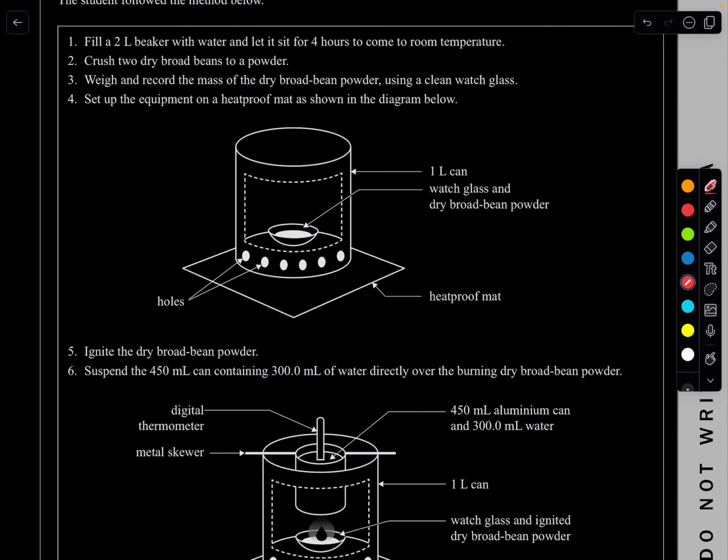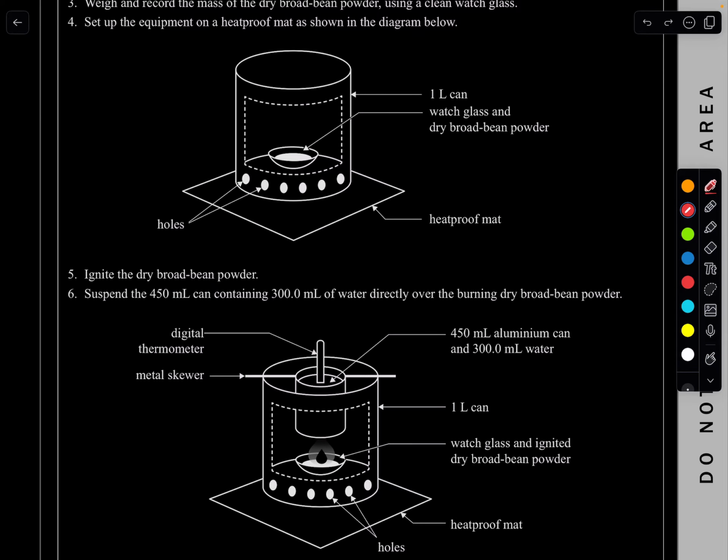Okay, so we have a 1 liter can here, watch glass, dry broad bean powder, heat-proof mat, and holes. Why do we have these holes? Because these will allow complete combustion to happen, not incomplete. Remember, if you look at a Bunsen burner, a yellow flame is incomplete, but a blue flame is complete combustion. That's why we have these holes, to make sure complete combustion occurs.